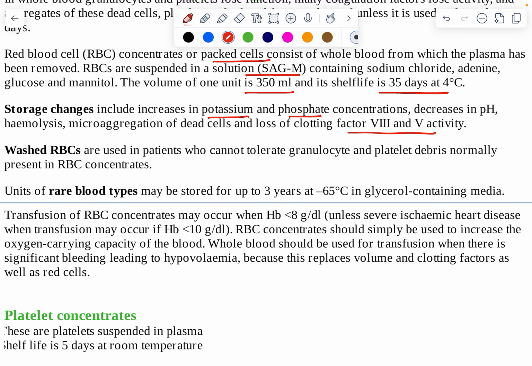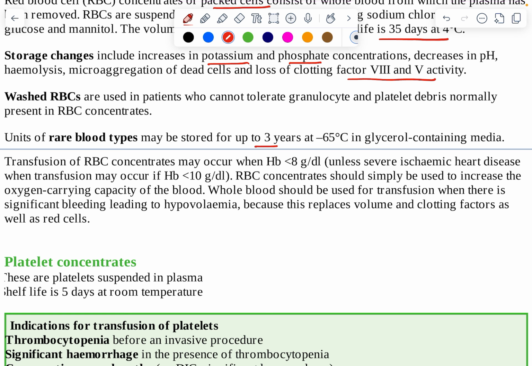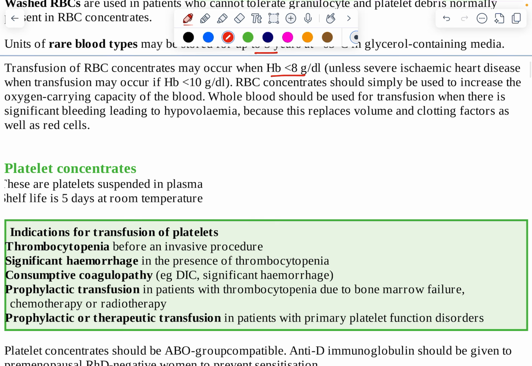Washed RBCs are used for those who cannot tolerate granulocytes. Rare blood may be stored for 3 years. Transfusion of RBC may be considered when Hb is less than 8, and in some cases if less than 10. RBC concentrate should be used sparingly.